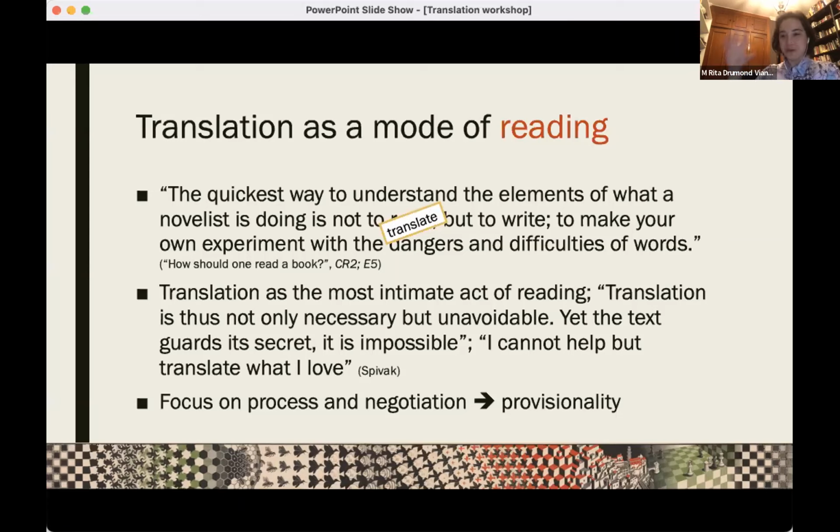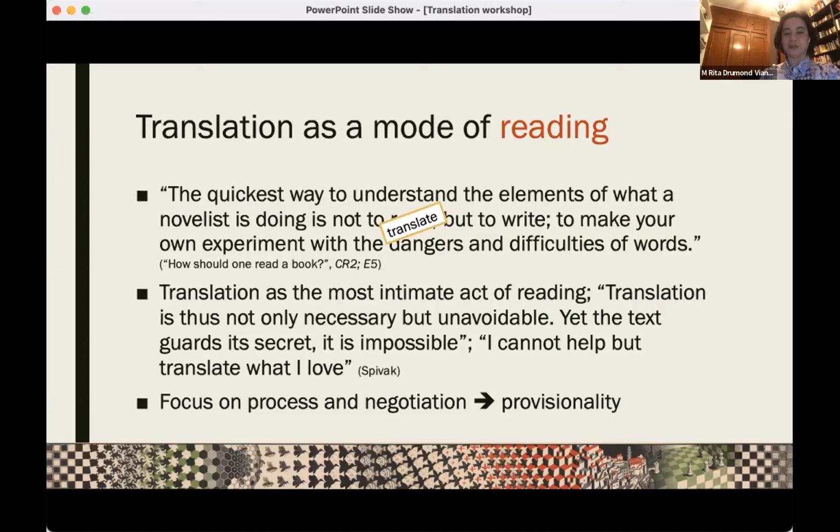And around that essay, there are other passages in which it talks about reading, and I substituted translation for that every time, to see how that would work. So that was the main idea.